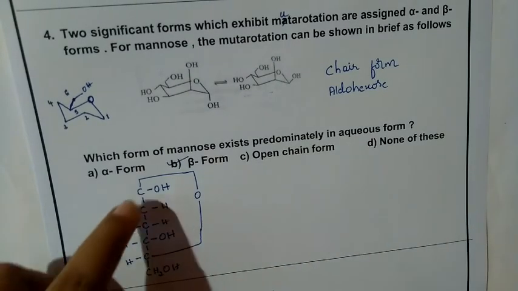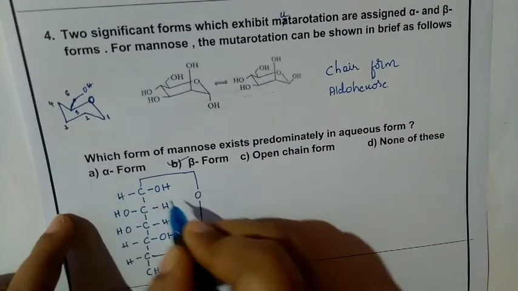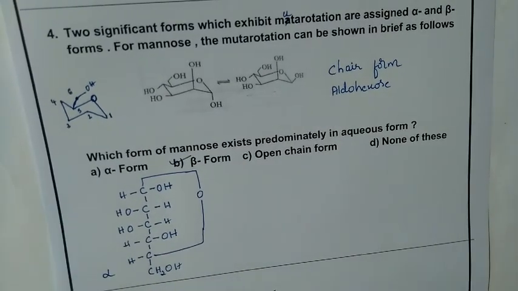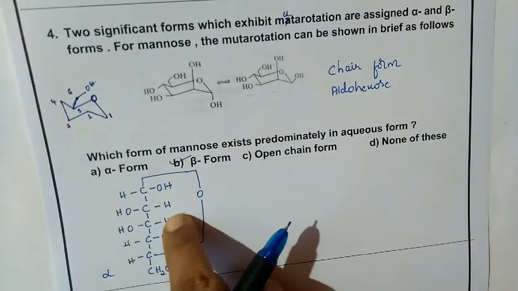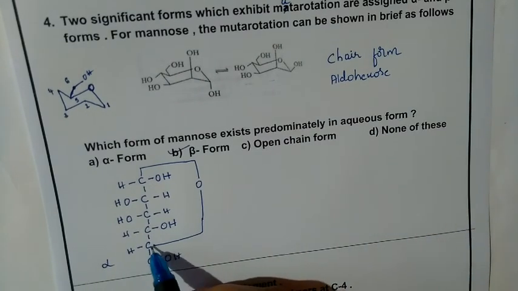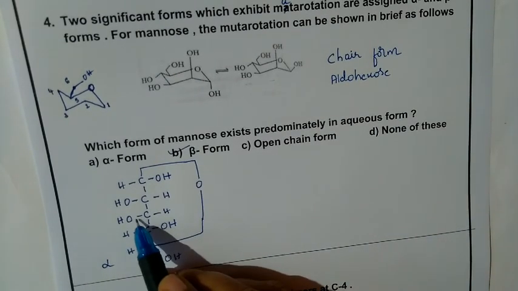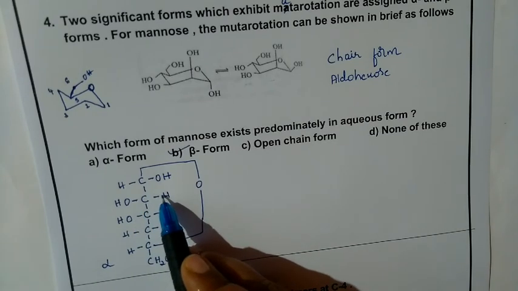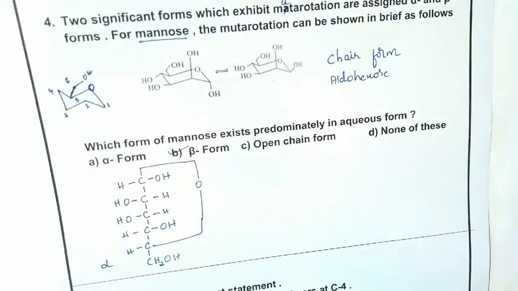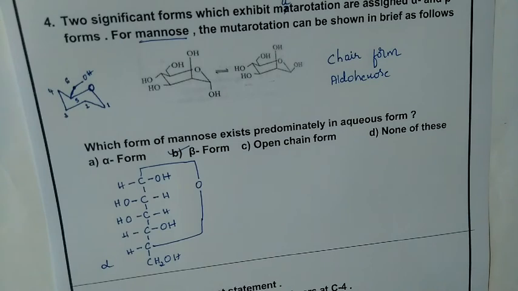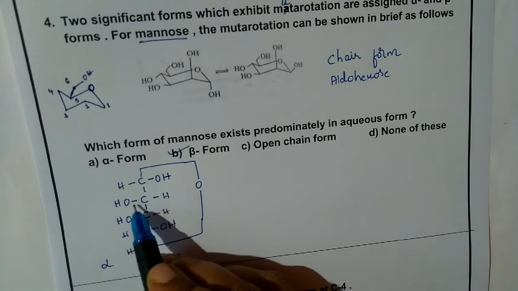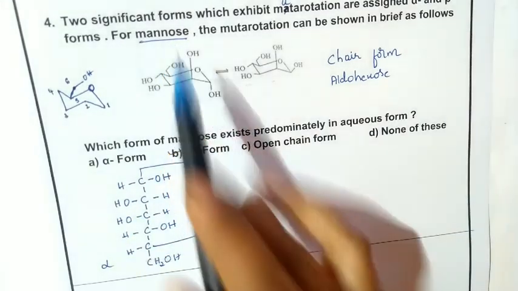Observe the first carbon atom, what is happening with the first carbon? OH is on the right side. So this is our alpha form. This one I have written. Next, you can observe it is not glucose because we have OH on this side. This OH should be on the other side, but it is on this side. That means this compound is mannose. Mannose is the epimer of glucose at the second carbon, C2. In glucose it is on the right side, but here it is on the left side. That is how we understand it is mannose.